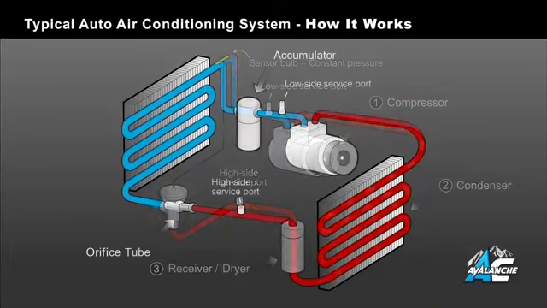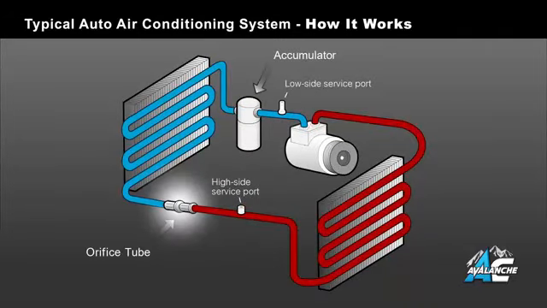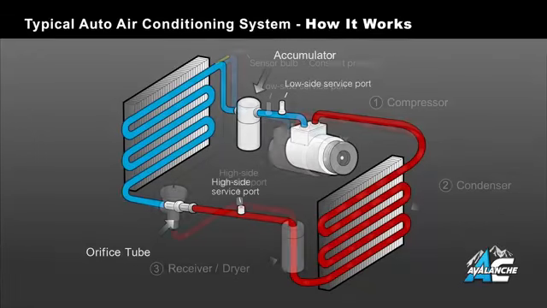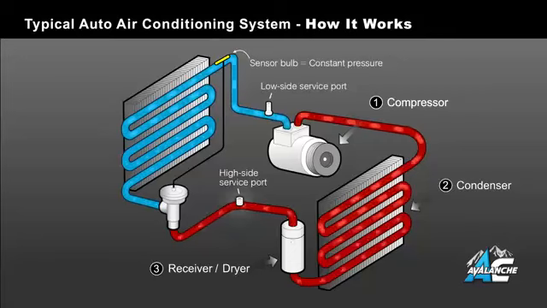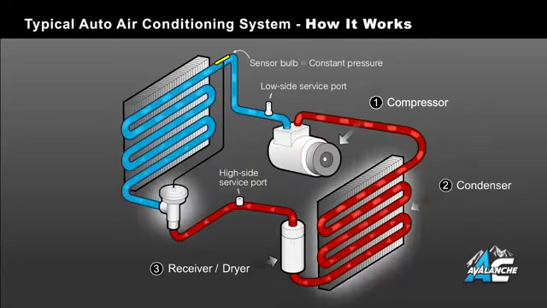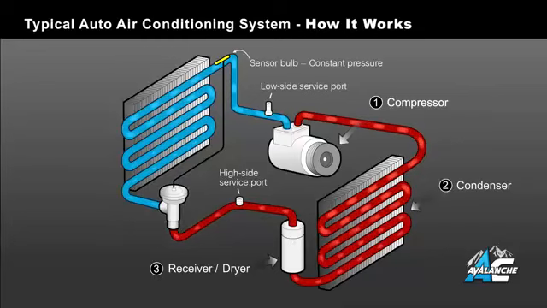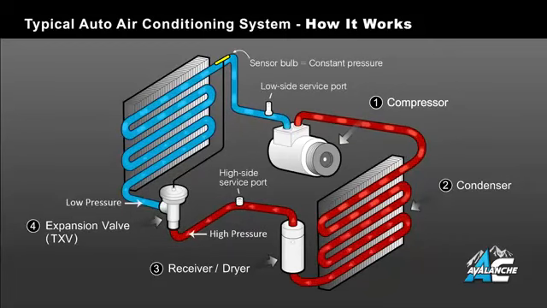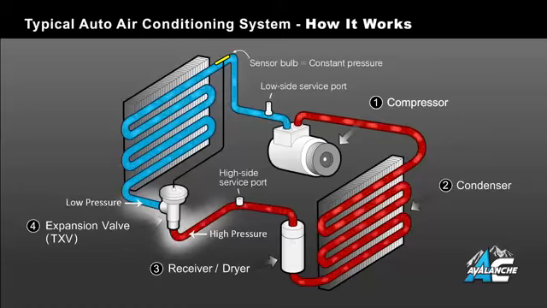On an AC system using an orifice tube, the receiver dryer is replaced with an accumulator, which is located between the evaporator and the compressor. The high side service port is located here, between the condenser and the expansion valve or orifice tube. Next, this high pressure liquid passes through the expansion valve, allowing it to expand and turn into a low pressure liquid as indicated in our color change from red to blue.